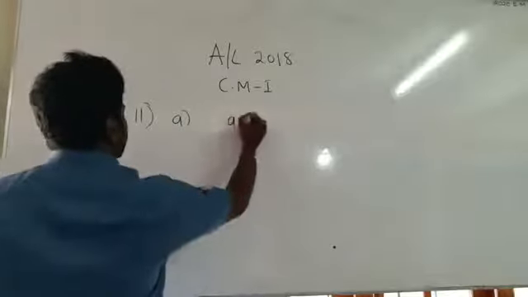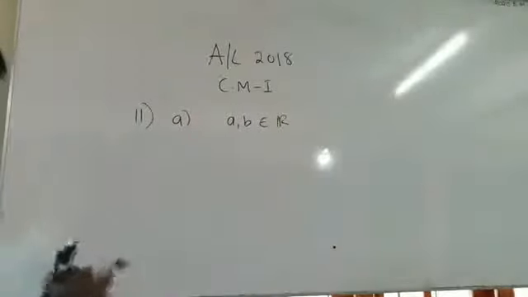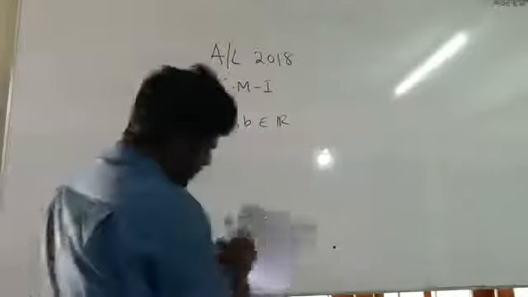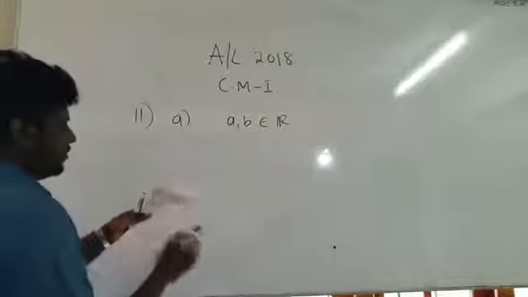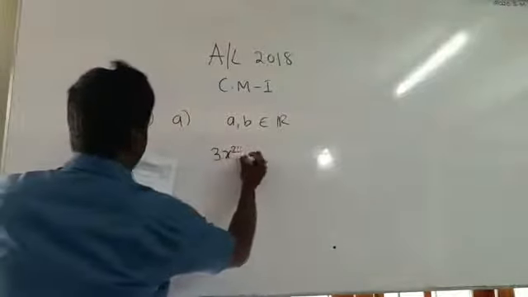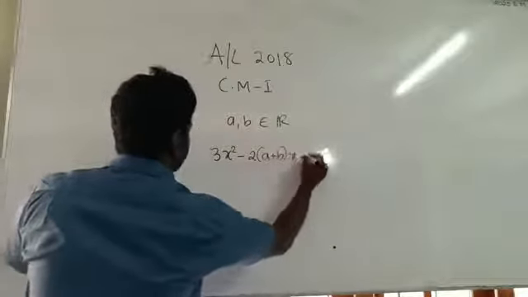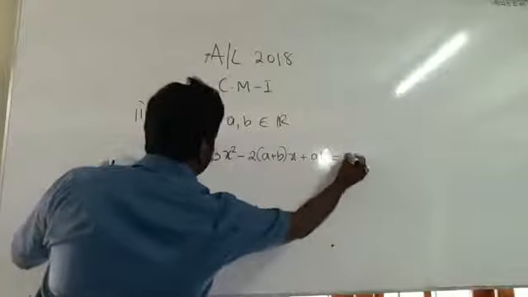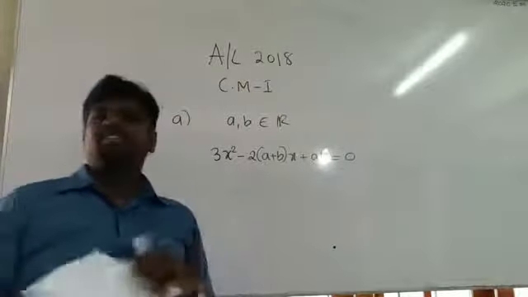Let a, b belong to R, right? Write down the discriminant of the equation 3x squared minus 2(a plus b)x plus ab equals 0. So you have to write down the discriminant of this equation.